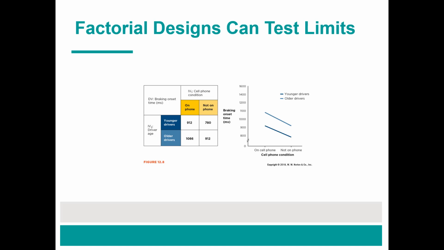This figure shows the results from Strayer and Drews' cell phone and age study in a table form and in a graph form. You will notice that in the line graph, the two lines are parallel, which indicates that the effect of talking on a cell phone did not depend on age. In other words, there was no interaction between cell phone use and age.